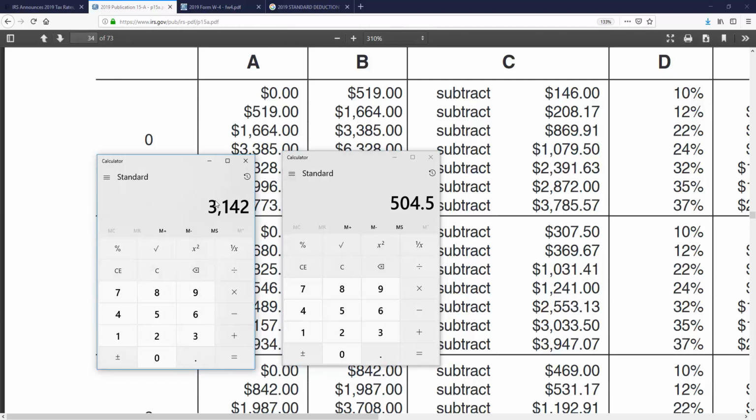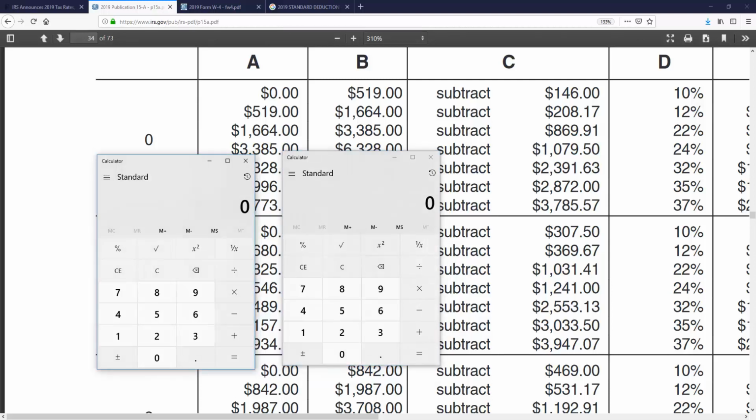I'll also show you another method using the IRS W-4 calculator. But using the method I just showed you gets you basically to the penny of what your tax bill is for the year. All right, now let's look at another scenario.